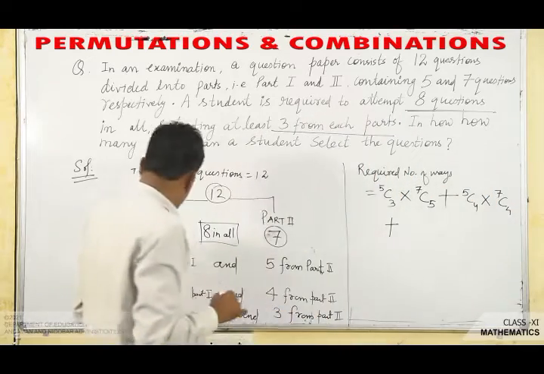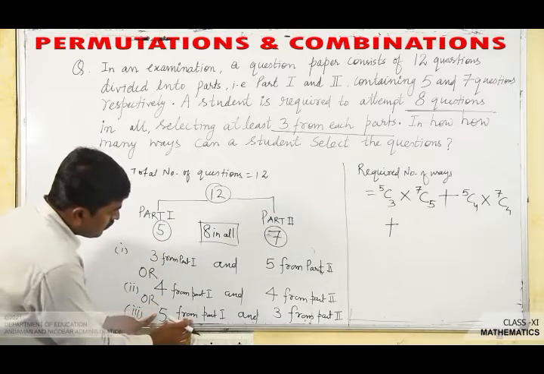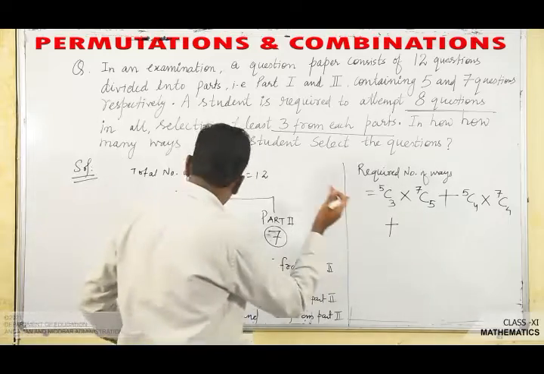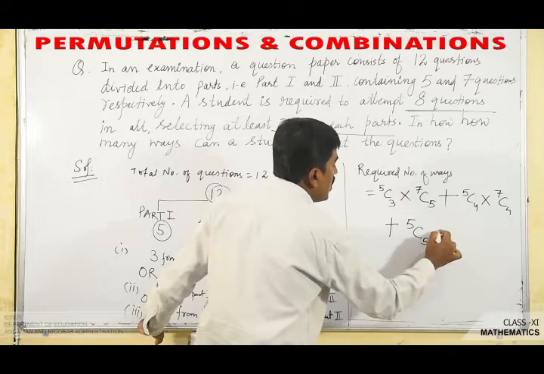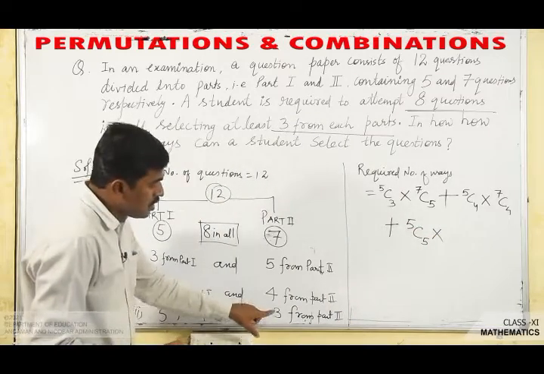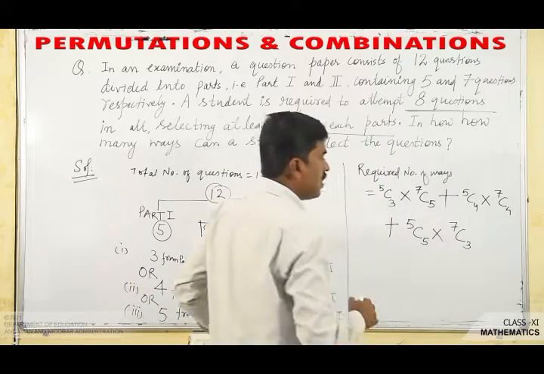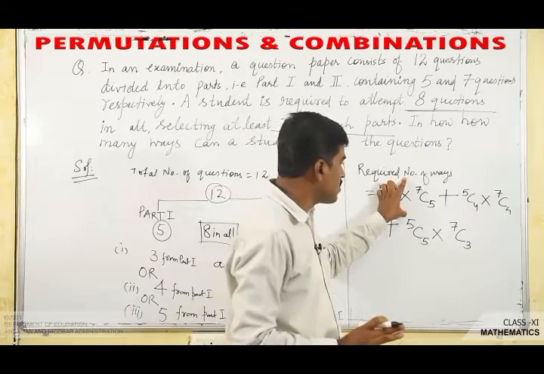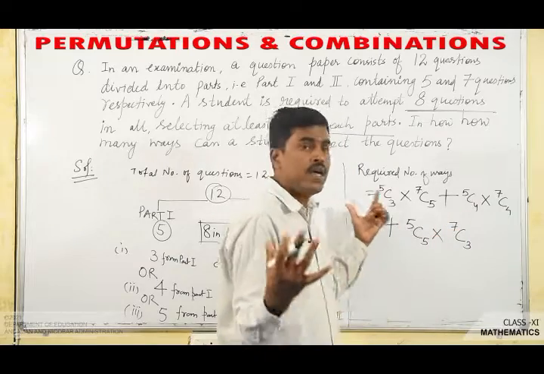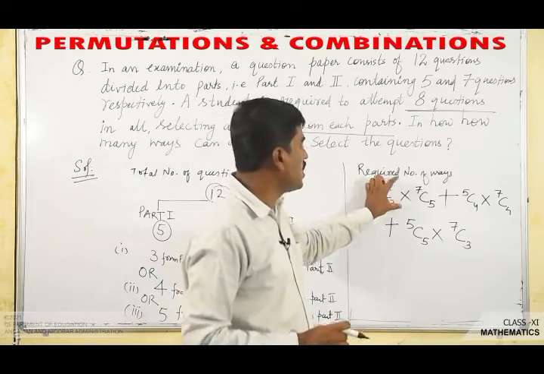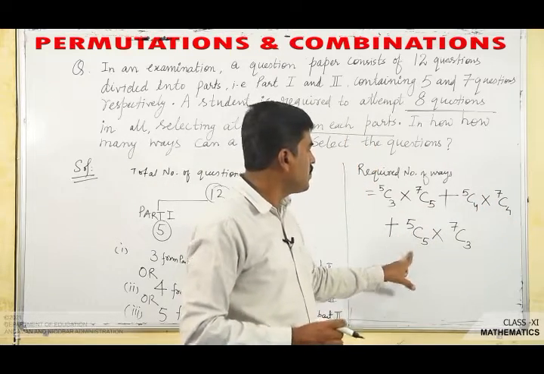Then plus, one more case is there. 5 from part 1, all the questions selected from part 1, that is 5C5, into 3 from part 2, 7C3. Clear? That means the student can select in this way or this way or this way, so we have to add all these. So 5C3 into 7C5 plus 5C4 into 7C4, plus 5C5 into 7C3.